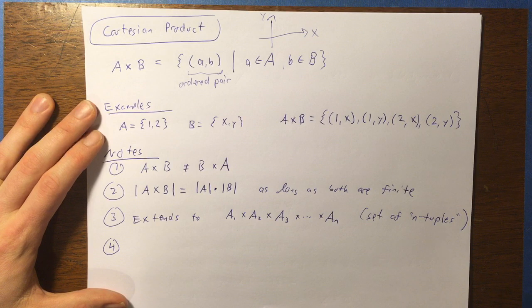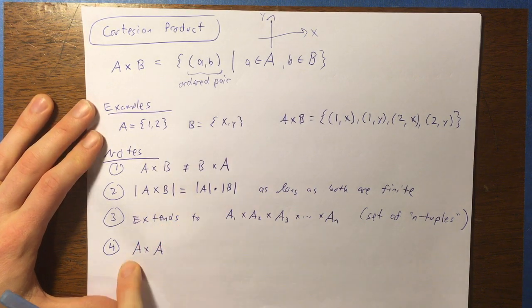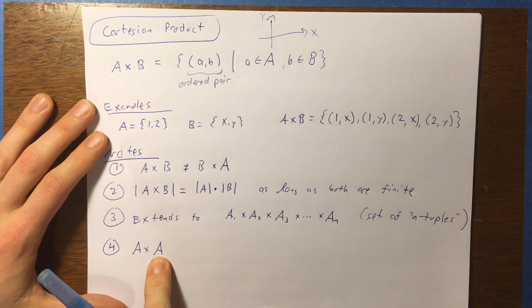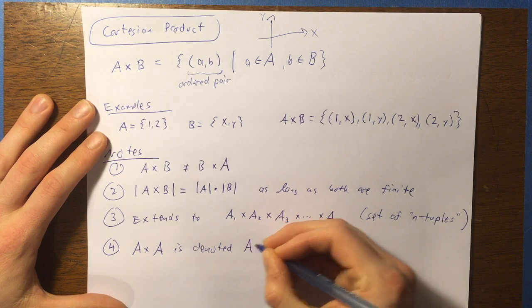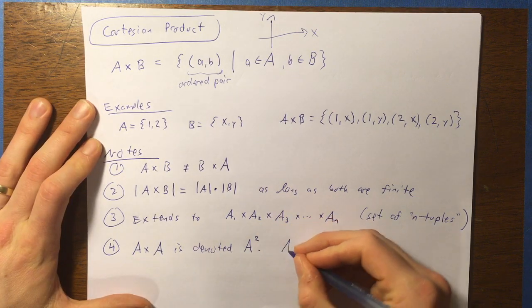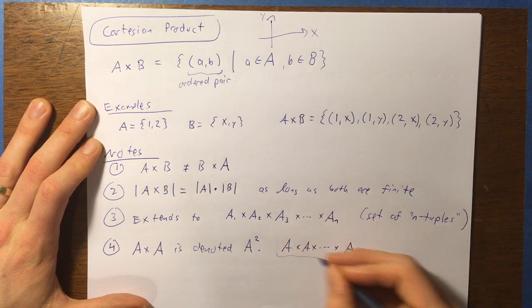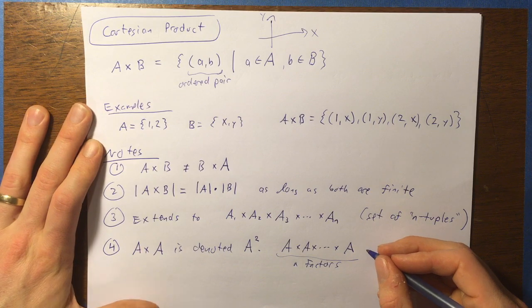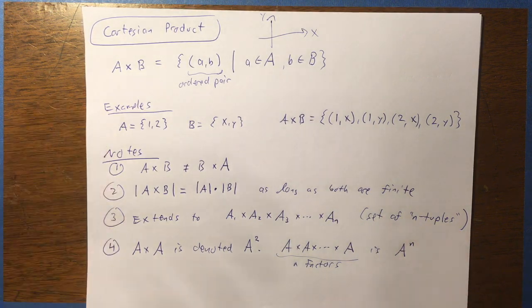Four, note that A cross A, if you take the same set's Cartesian product with itself, is denoted by A squared, like that. Also, in general, if you have n A's crossed together, that is A to the power n. So exponents for sets mean that you're taking a Cartesian product of that set with itself.